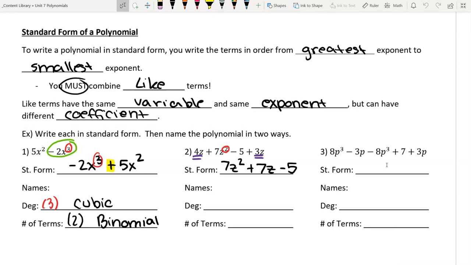Look at my order. Z2, Z1 technically has a 1 here, and then no Z's. That is the correct order for standard form. And I combine like terms, and we are in standard. Then we do degree. Hopefully you can do this, so pause it if you can.